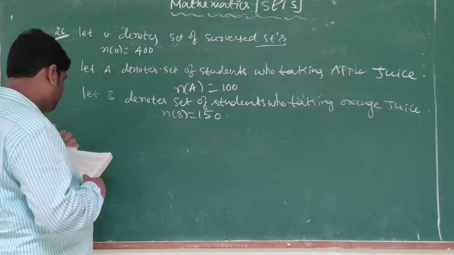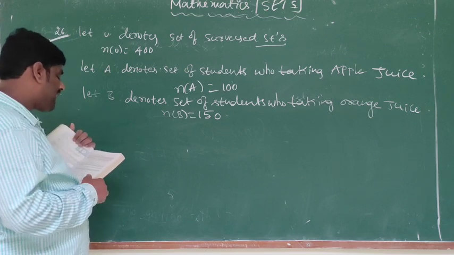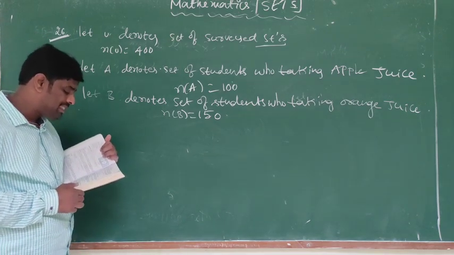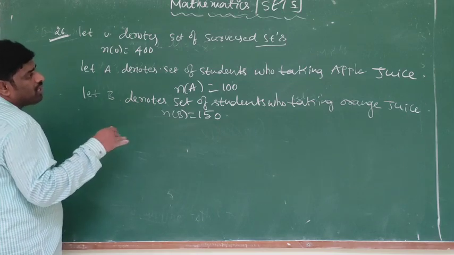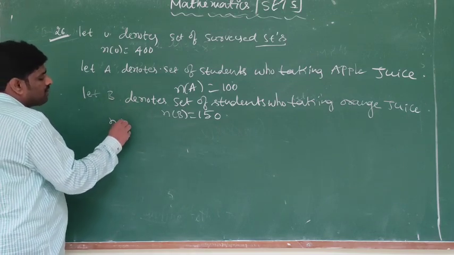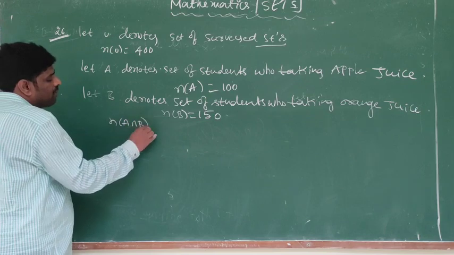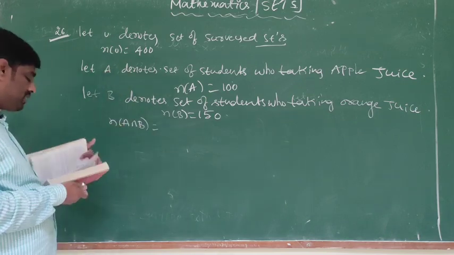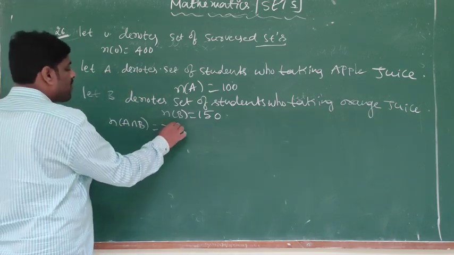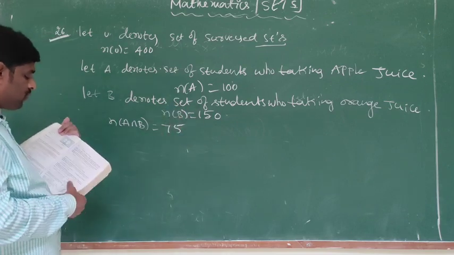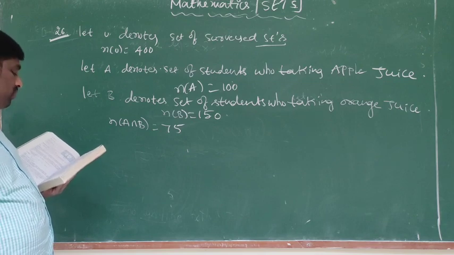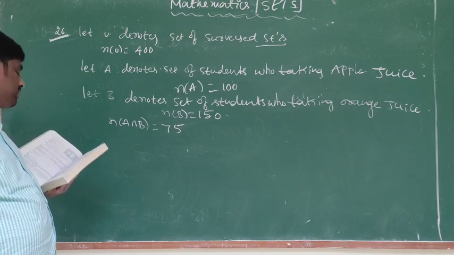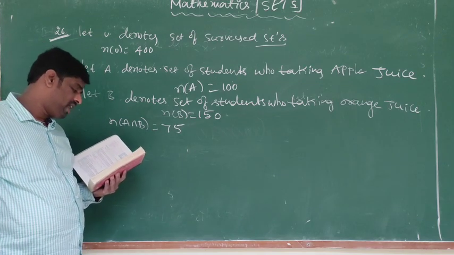Of both juices, 75 were listed as taking both apple as well as orange. The set of students who take both juices is n of A intersection B. n of A intersection B is 75. Total strength is 400, n of A is 100, n of B is 150, n of A intersection B is 75.